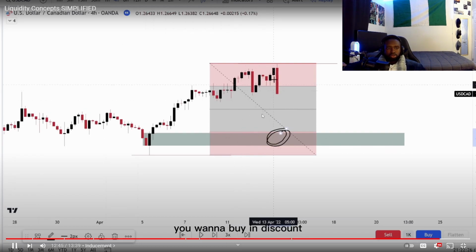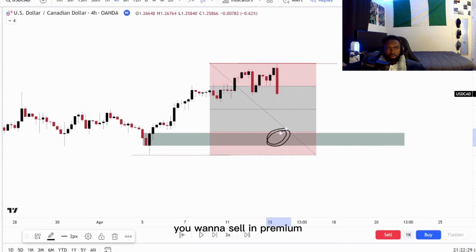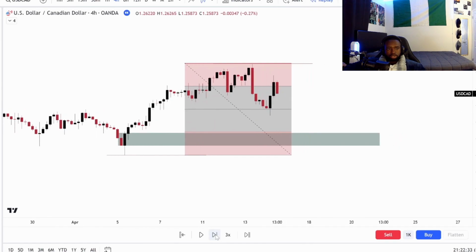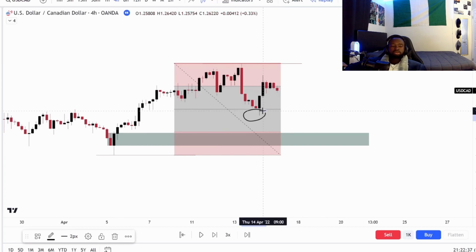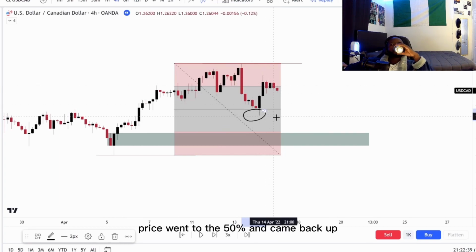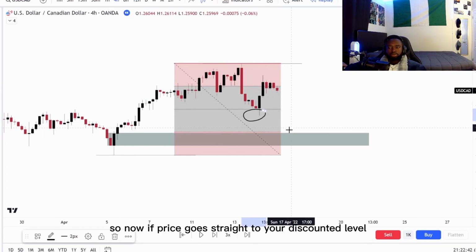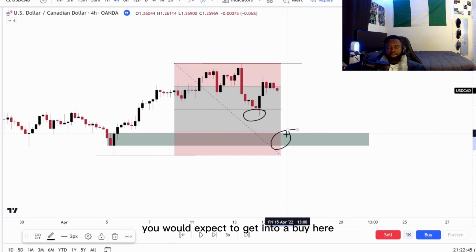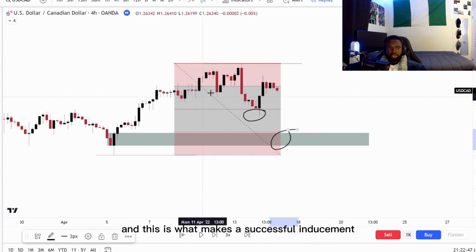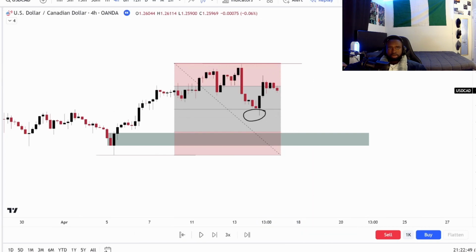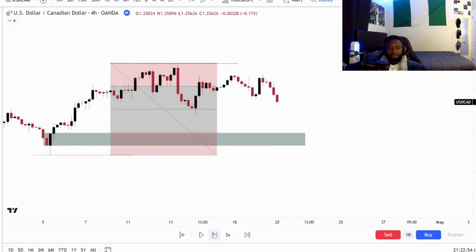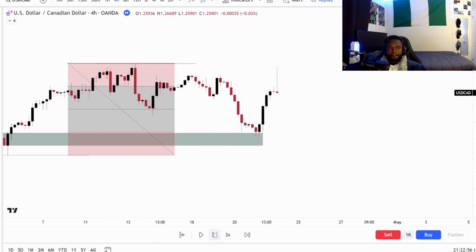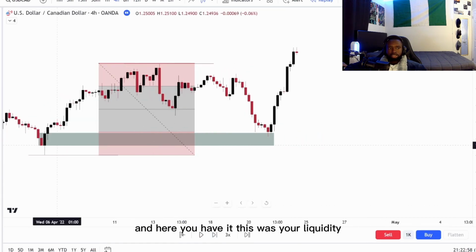If you're buying, you want to buy in discount. If you want to sell, you want to sell in premium. So let's see. Okay, here you have your inducement. Price went to the 50% and came back up. So now if price goes straight to your discounted level, you would expect to get into a buy here. And this is what makes a successful inducement. And here you have it.